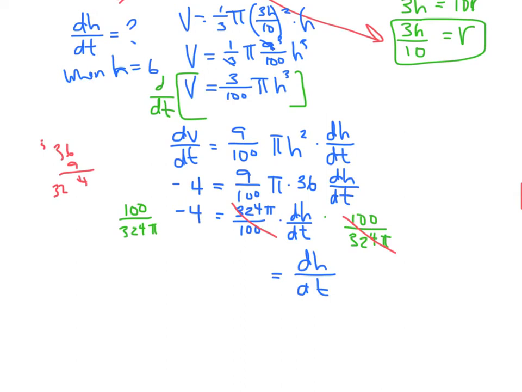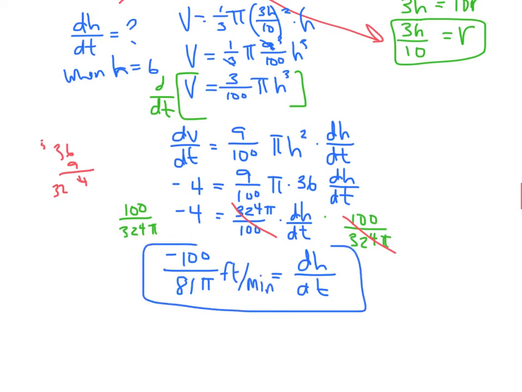But I also might note that I could cancel this 4 into the 324. 4 goes into 324 — 4 goes into 32 8 times, and 4 goes into 4 once. So 81 pi is the denominator, and -100 is the numerator. And of course, I need a unit of measure on that, and that would be feet per minute. So the rate at which my height is changing: the height is going down at a rate of 100 over 81 pi feet per minute when the height of the water is 6 feet.